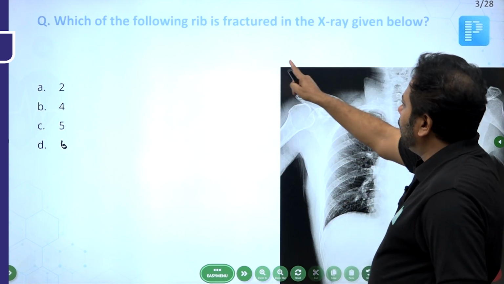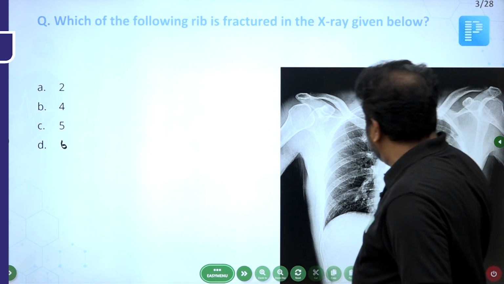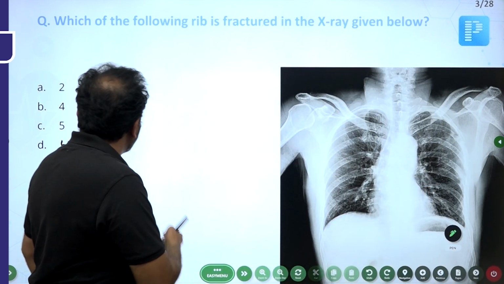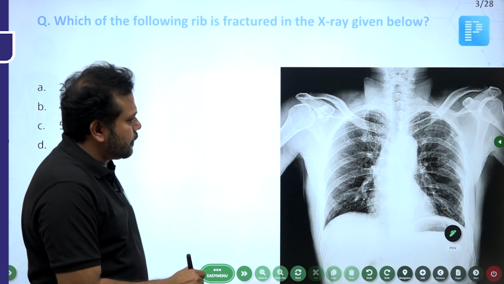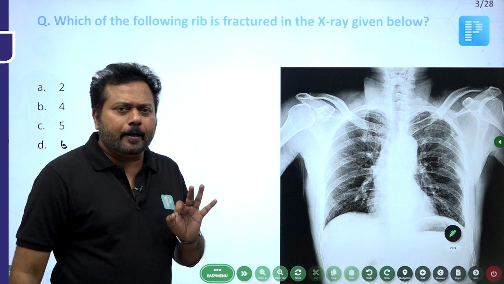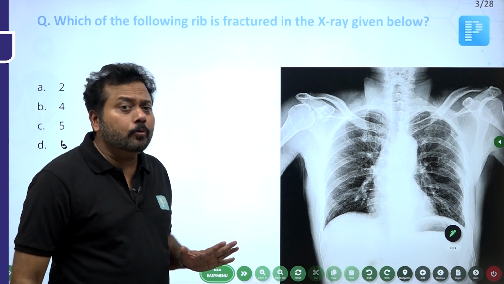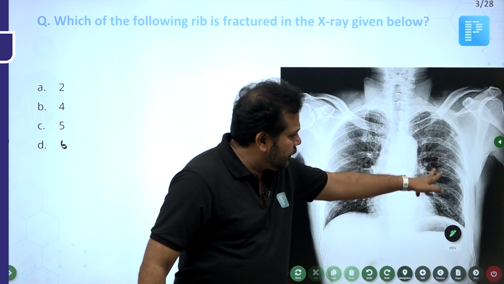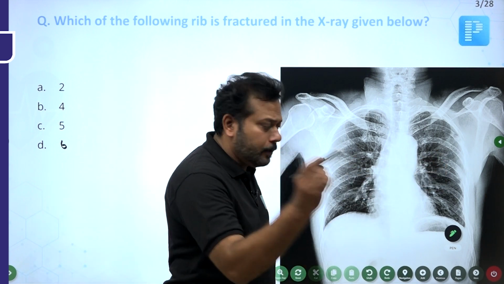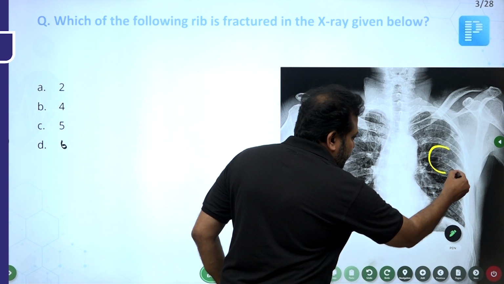Which of the following ribs is fractured in the X-ray given below? They had given an X-ray and the choices 2, 4, 5, 6. It is a test for us of how to count ribs. I'll show you how to count ribs. I am able to see a fracture here, and I think you'll be able to see it too.